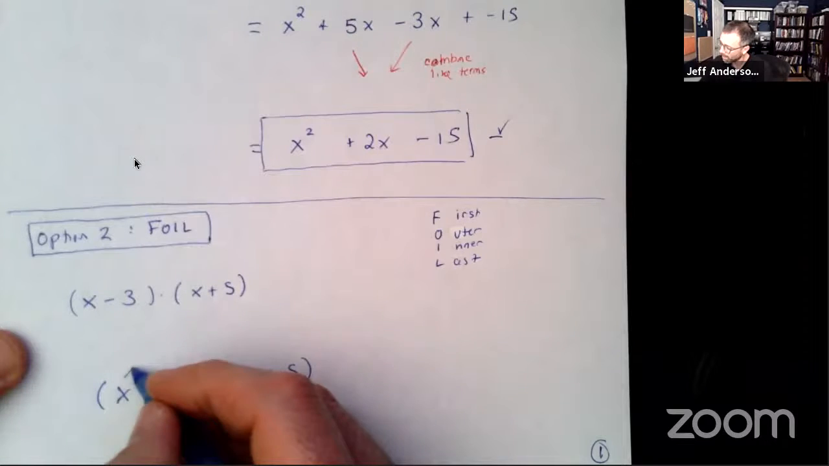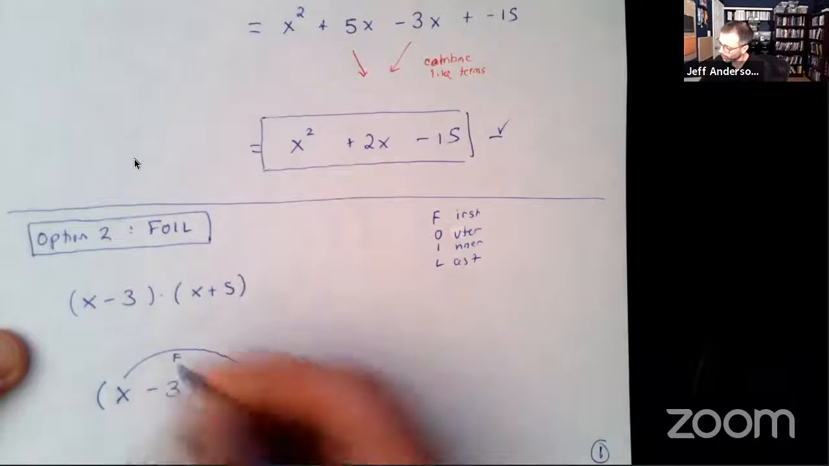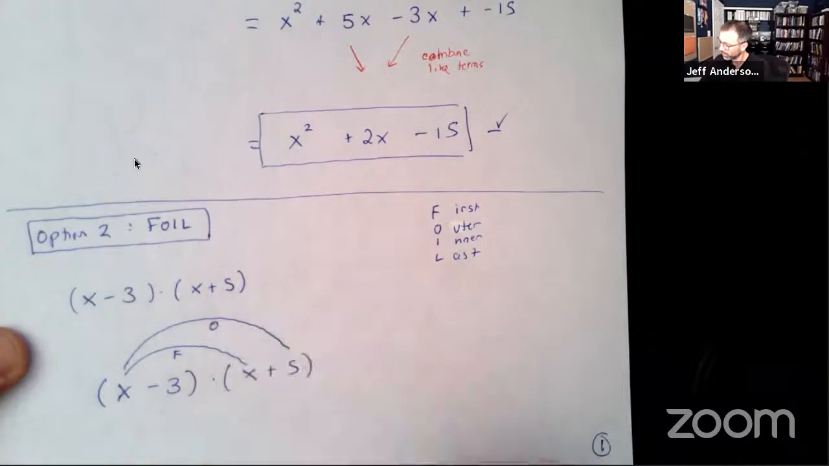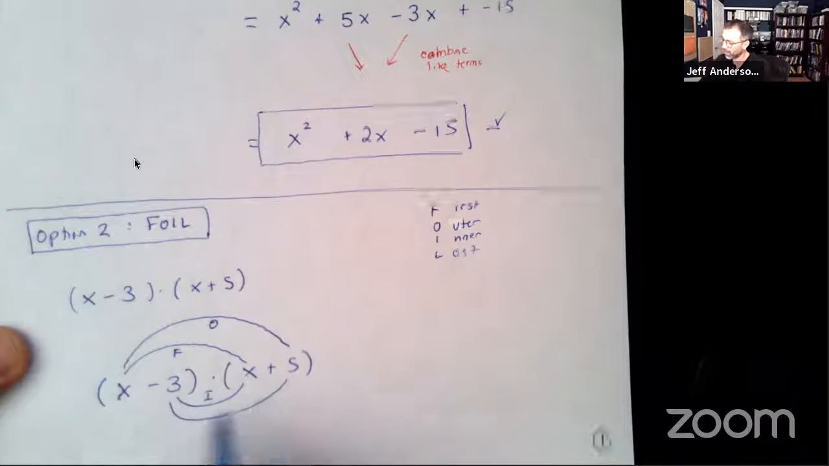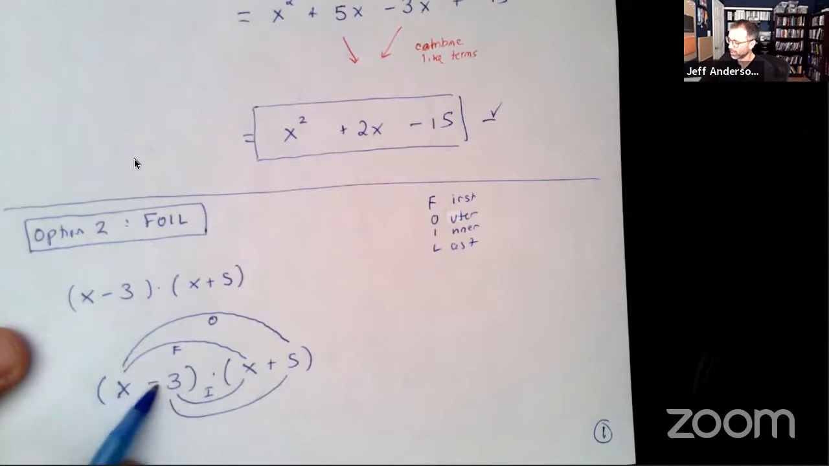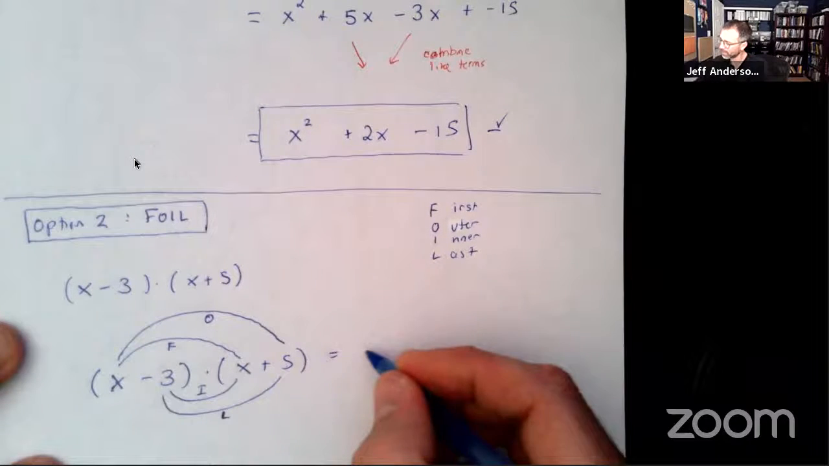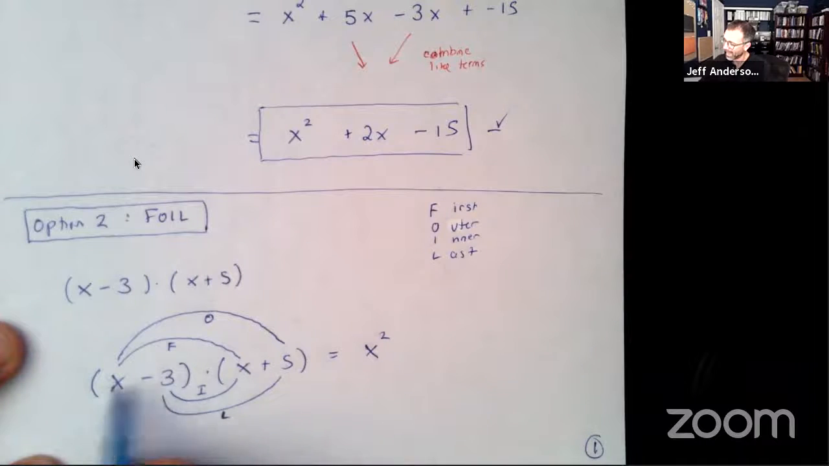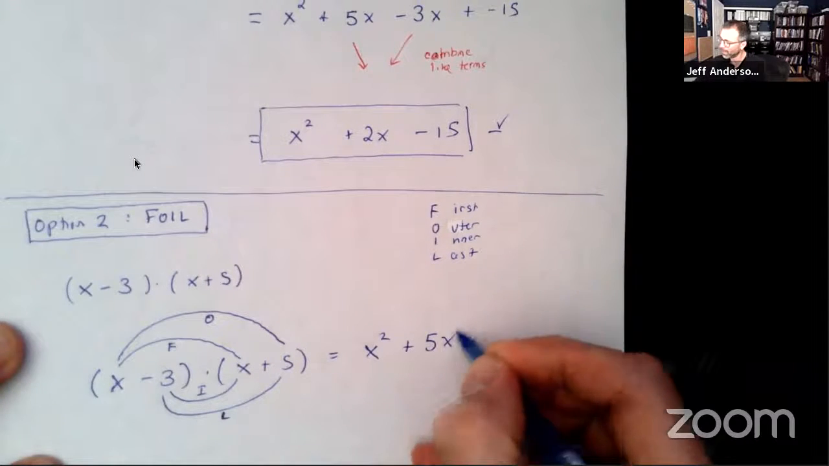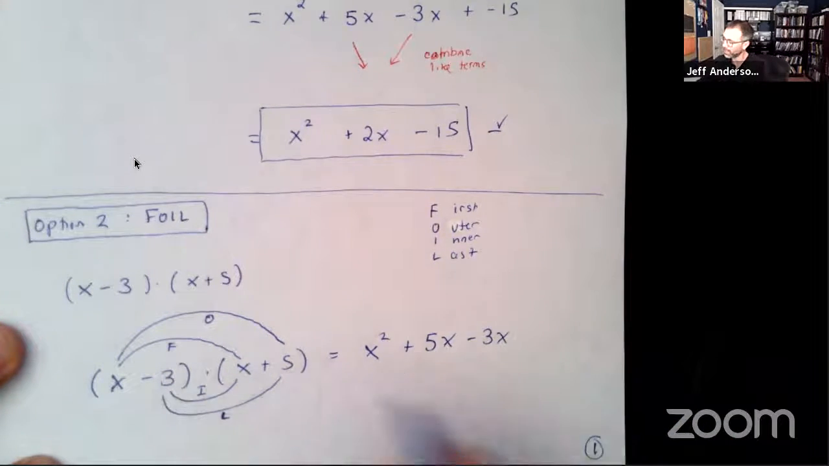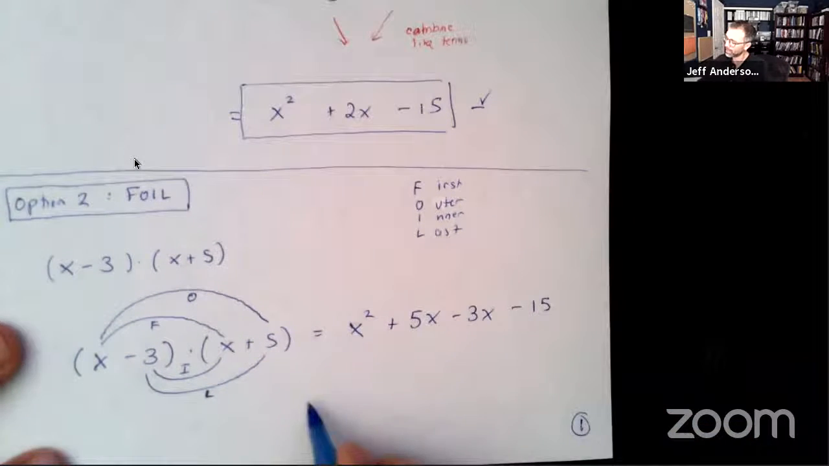kind of, so they call this first, x times x, outer, x times 5, inner, negative 3 times x, and then the last 2. And what they mean by the last 2 is this is the last one of this chunk, 5 is the last one of that chunk. So what students would do is x times x is x squared, x times 5 is positive 5x, negative 3 times x is negative 3x, negative 3 times 5 is negative 15.